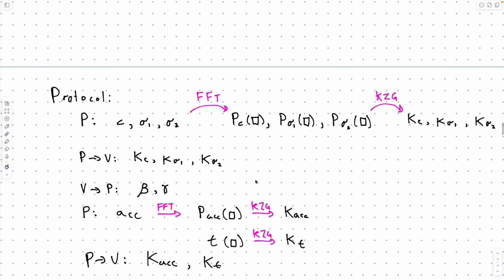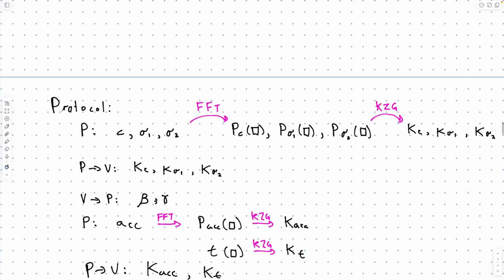Okay, so either the verifier chooses them if it's an interactive protocol, or if it's a non-interactive protocol, we'll use what we described last time, the Fiat-Shamir heuristic, where we set beta to be a hash of basically all the things that the verifier has seen so far, and we set gamma to be a hash of all the things up to that point that the verifier has seen so far.